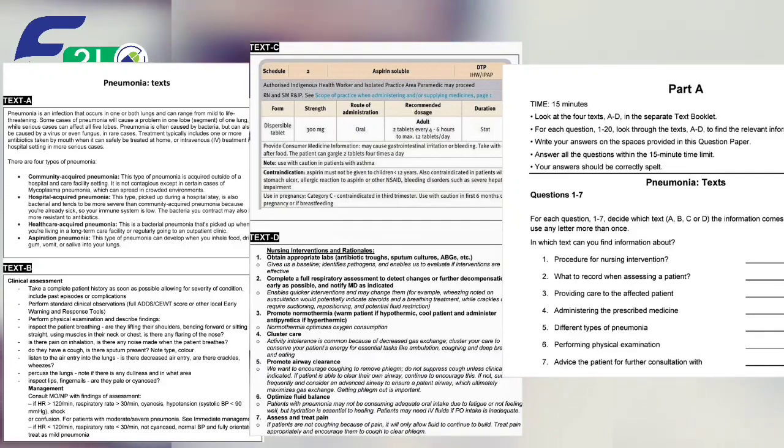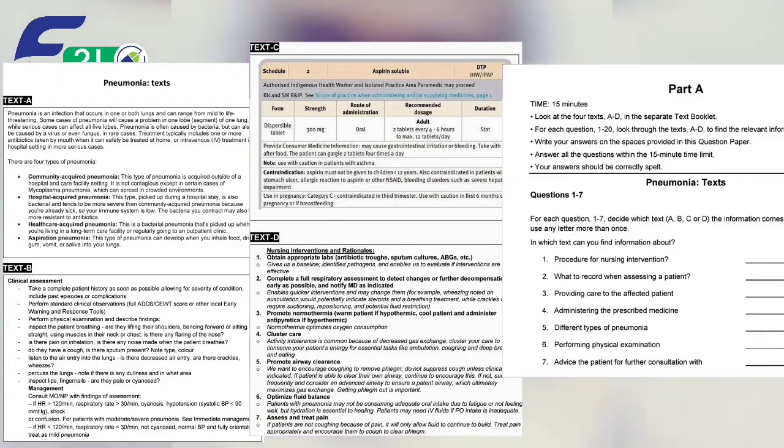Fourth one is about administering the prescribed medication. Fifth one is about different types of pneumonia. 6. Performing physical examination. 7. Advise the patient for further consultation with some people, right? It might be a medical officer or nurse practitioner. I hope you got the answer. So these are questions 1 to 7.